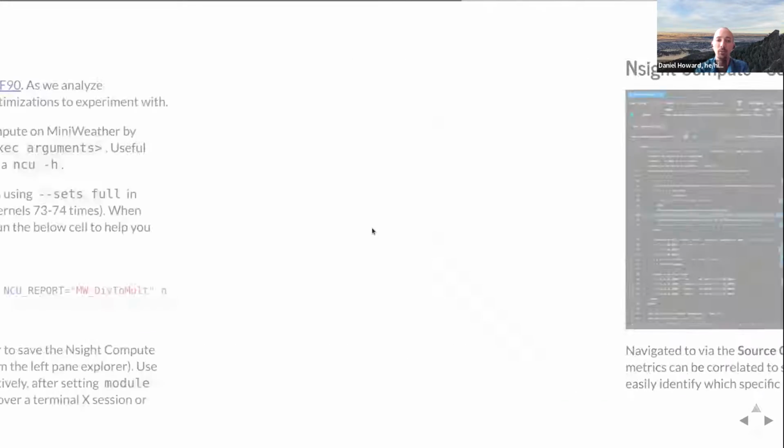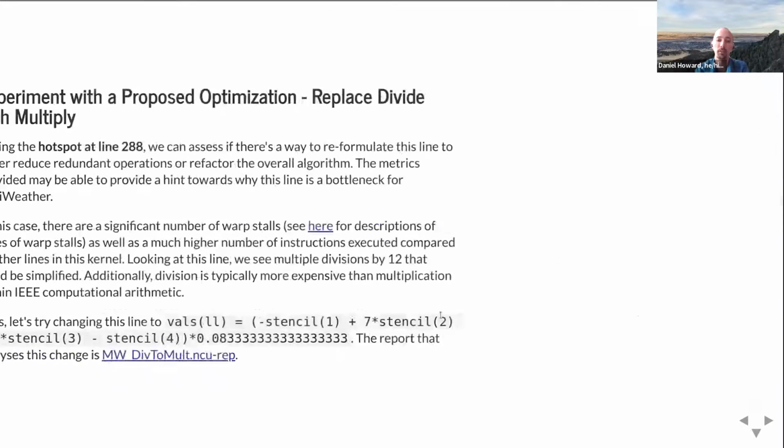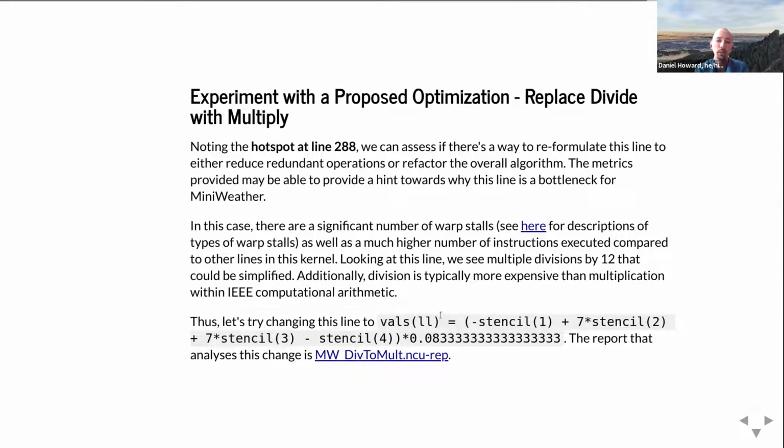So if we go back a bit, this bar here is a little small. If you have this presentation open on your own machine, you can zoom in. The fact that this blue bar exists basically means a lot of instructions are being computed here, but there are far fewer being computed in other lines. When we look at that line, we see there are all these divisions by 12 everywhere. And in IEEE computational arithmetic, as is often converted onto CPUs, division is typically more expensive than multiplication.